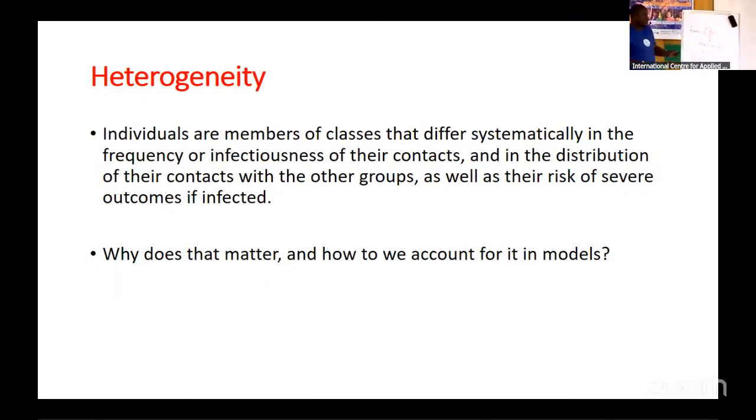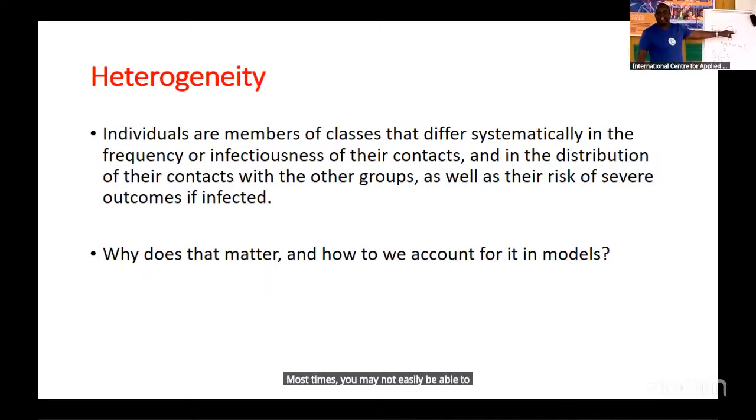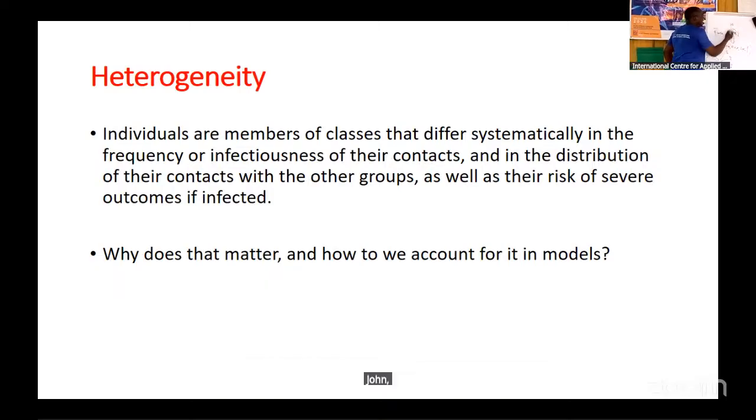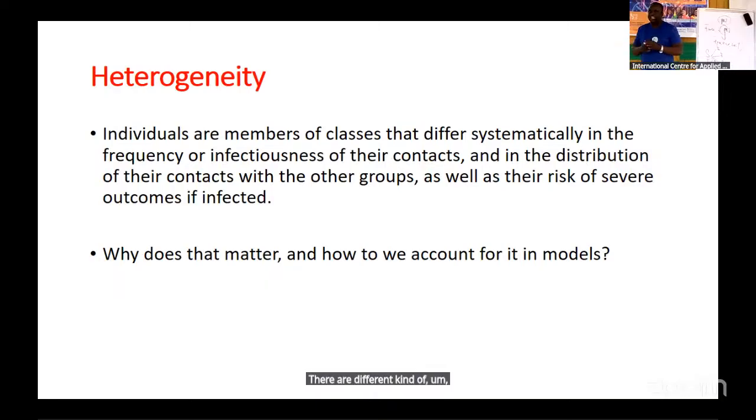As most times, you may not easily be able to fit this kind of parameter with an ordinarily observed pattern, or you think that may be very, very impossible, because it's a function of many variables when it comes to this. So when you look at that, you find out that this beta transmission parameter can be forced to have different kinds of contacts that are introduced in the model.